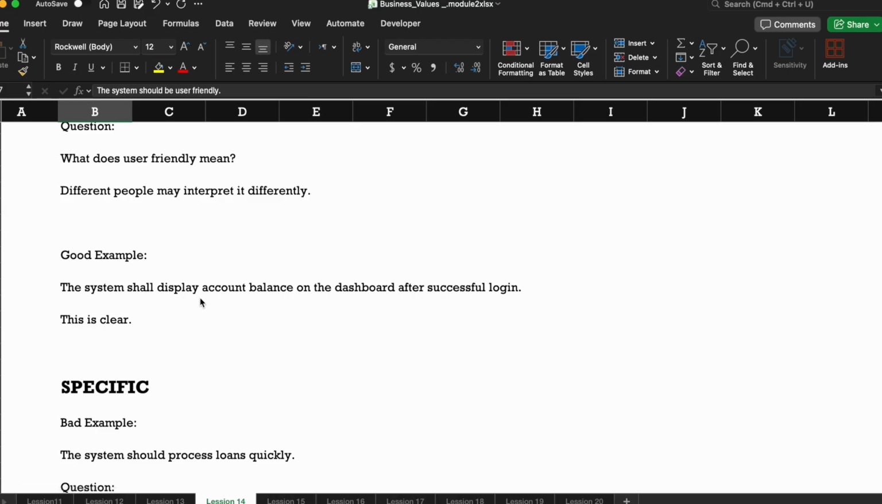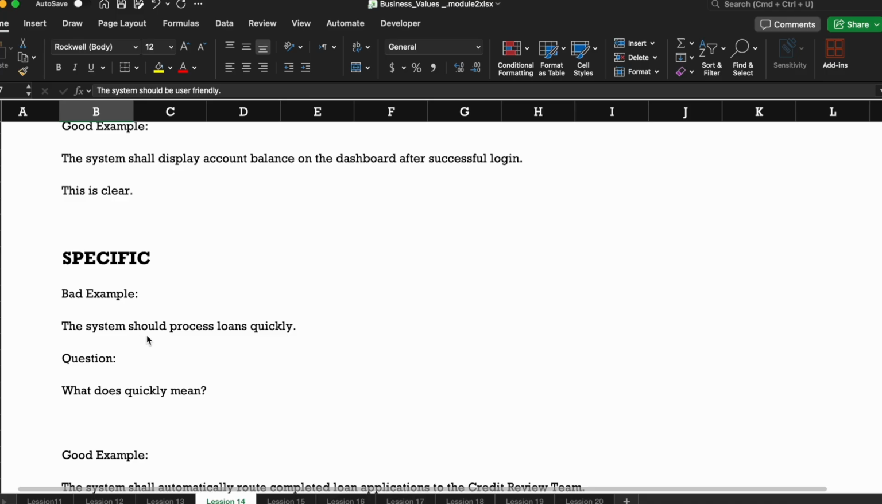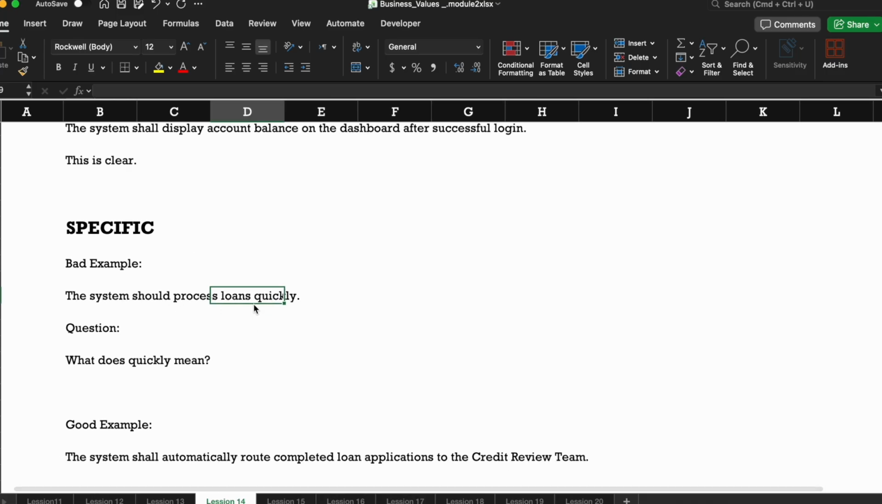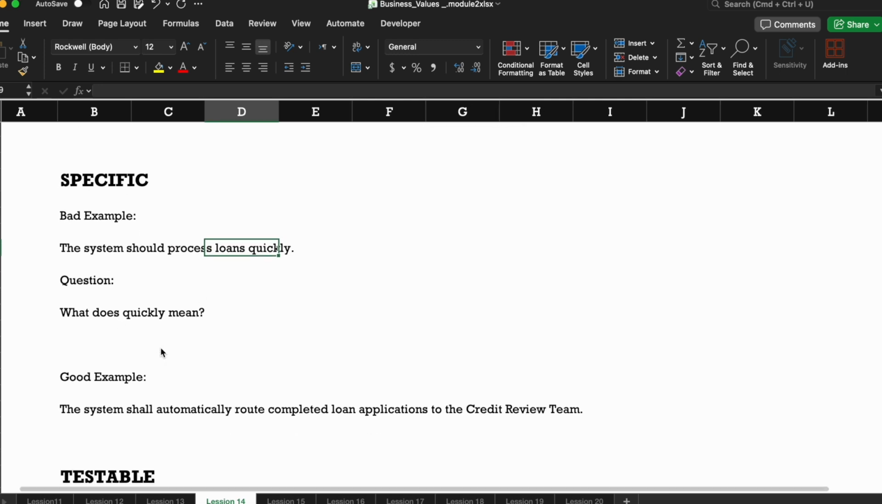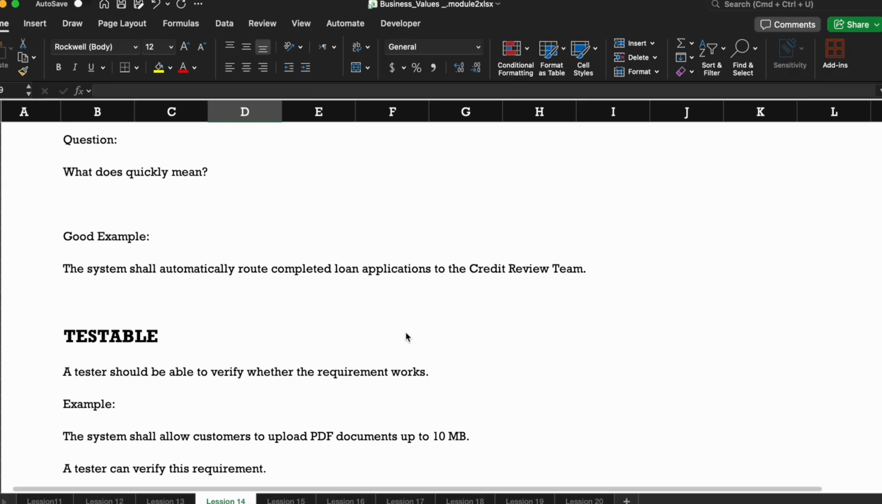Okay, good example: the system shall display account balance on the dashboard after successful login. So we know what's happening. This is clear and specific. Bad example: the system should process loan quickly. So how quickly, right? Quickly is a generic word. When it comes to software development, we have to say what quickly means. A better one: the system shall automatically route a complete loan application to the credit review team.